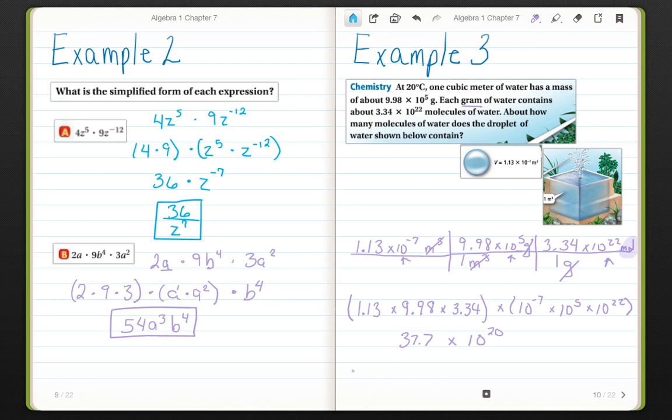However, scientific notation has to be greater than 1, but less than 10. I have 37.7, so I need to move this decimal one place over, which means I'm going to add 1 to my exponent. So there are 3.77 times 10 to the 21st molecules. Okay? All right.